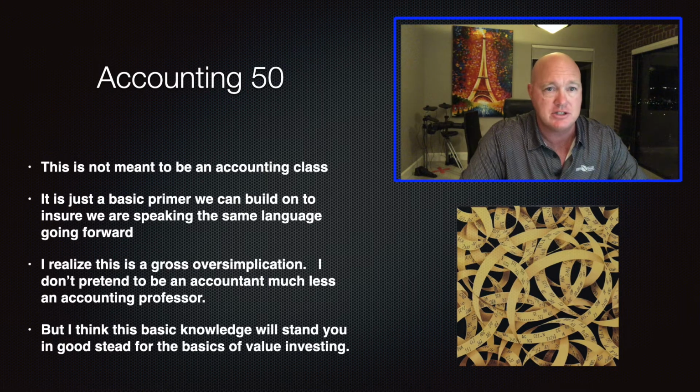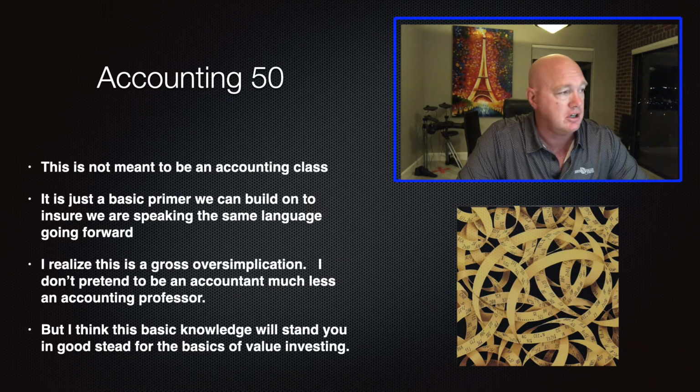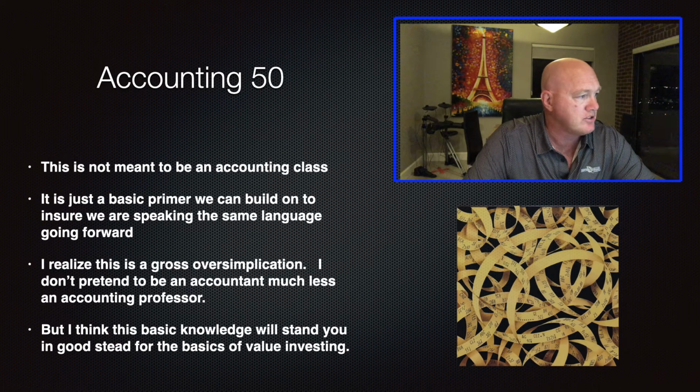Warren Buffett is not a CPA. Mohnish Pabrai is not a CPA. And Charlie Munger and all the rest, those guys aren't CPAs. You don't have to get that deep. But you do have to have some basic fundamental understanding, and that's why I'm calling this an accounting 50 level class. It's kind of halfway between what you learn in high school and what you learn maybe in your first year of college. I did take some accounting classes in college, so I do have some understanding of this stuff. So this is not meant to be an accounting class.